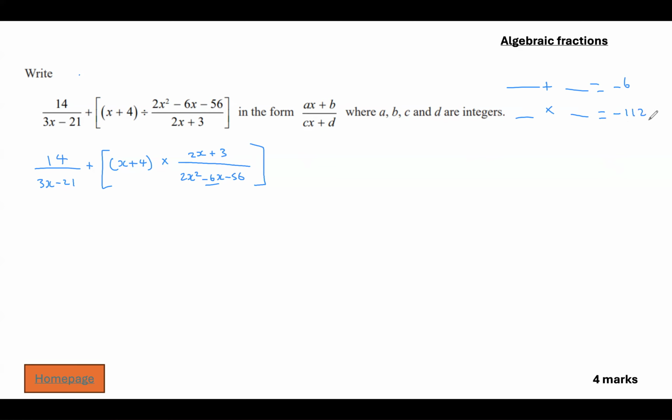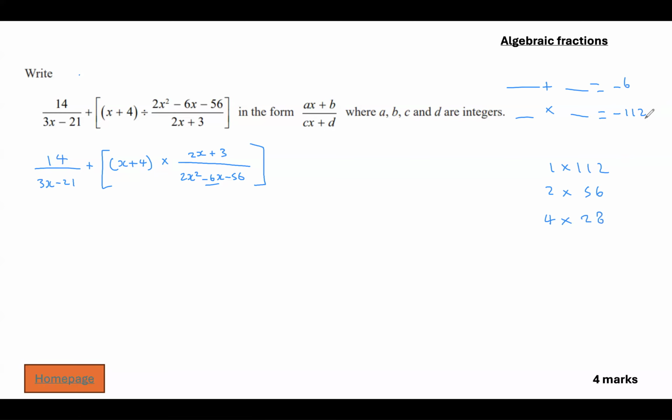Now, this is a little bit tricky because a factor of -112 is pretty tricky to come by, but we know we've got 1 times 112. 2 goes into it, so 112 divided by 2 is 56, so 2 and 56. Is it divisible by 3? No, because 1 plus 1 plus 2 is 4, so it's not divisible by 3, but it is divisible by 4, so 112 divided by 4 is 28.